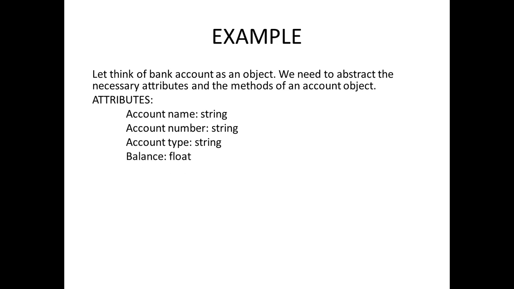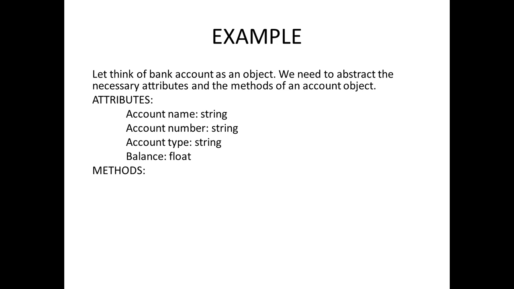Then the balance, account balance, yes, is a number. That's why it is declared as float. You don't see account balance as a string. It's a number, it's a value. So the balance is considered a float. So these are the 4 attributes we are going to be using in our example codes.